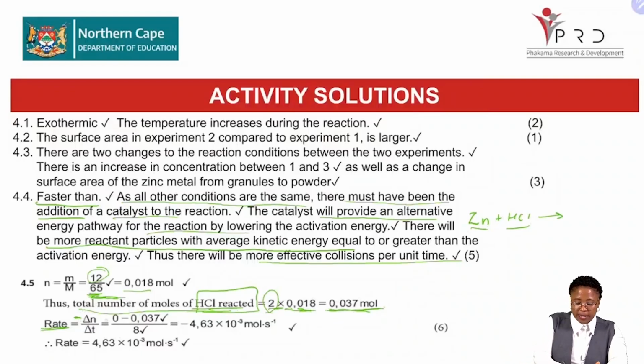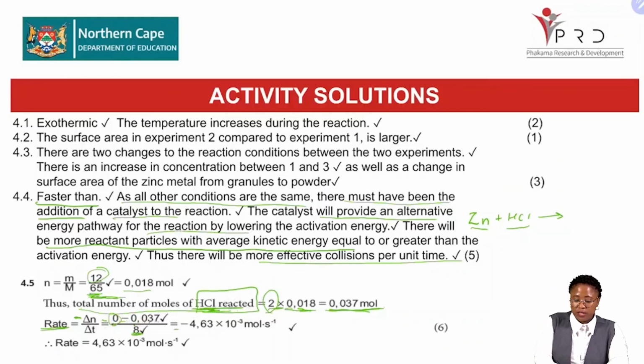Then as you put a minus over there, you will say the final number of moles of hydrochloric acid, which is HCl, it's 0 minus the 0.037. That will do what? That will react, and we divide that with what? With 8, which is the time that we are given.